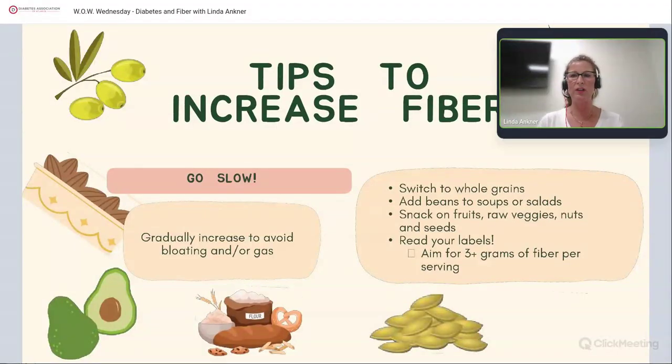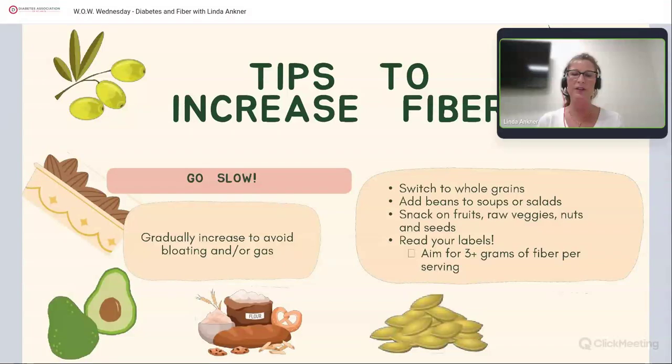You also want to make sure that you drink lots of water. As you increase your fiber, you want to make sure you're drinking water to help the fiber run through the body properly, and to also avoid some of that bloating and gas.